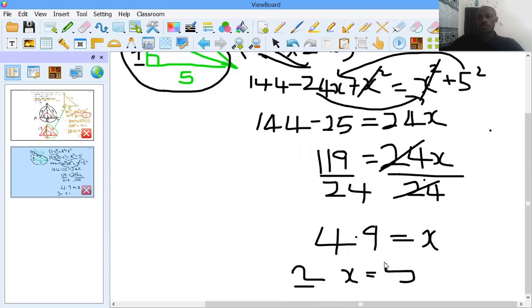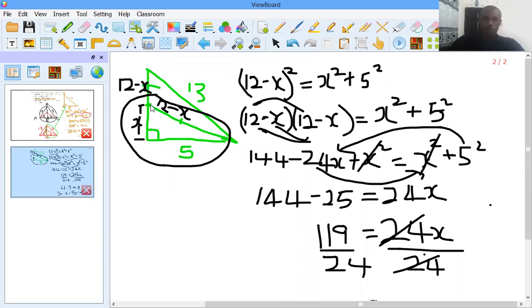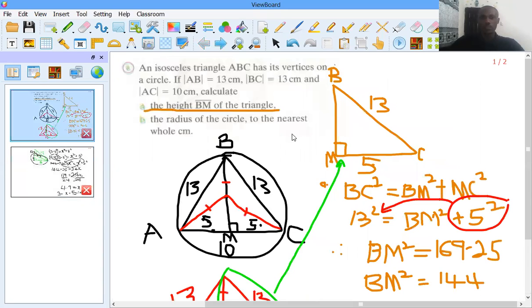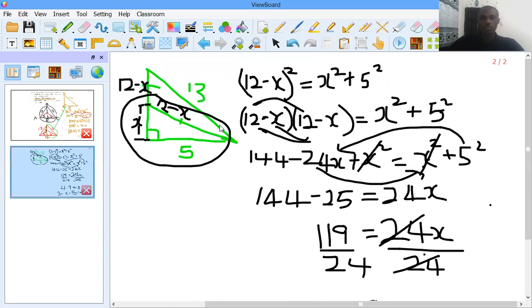So since x is 5 centimeters, that 5 is the length of the side of this smaller right-angled triangle. But the question is to calculate the radius of the circle. So the radius of the circle is 12 minus 5. So radius r is equal to 12 minus 5, which is equal to 7 centimeters.